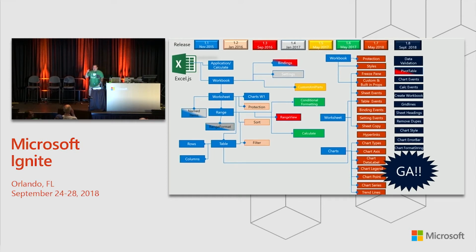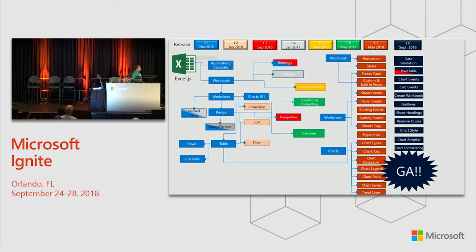This release includes data validation, which was supposed to be released in 1.7, but it wasn't stable enough, so we waited for it. Now it's rock solid. It's in 1.8. We also included pivot tables. We originally shipped something in 1.3 where you were only able to refresh pivots, but now you can create them and do more interesting things. We also have more charts and more events for charts. We have Create Workbook, an API that many customers are asking for, creating new documents out of templates. We also have sheet headings, remove duplicates, and so on.